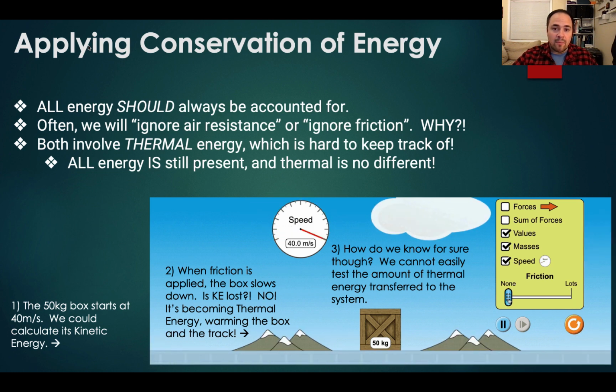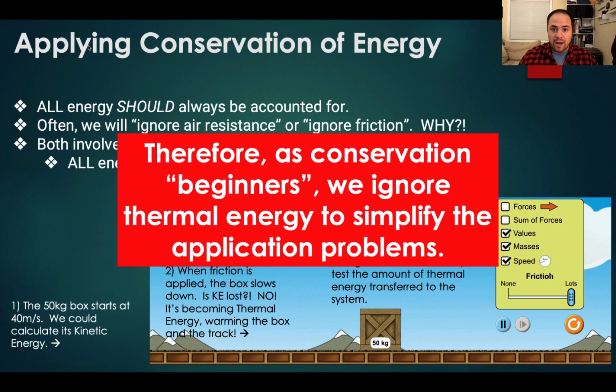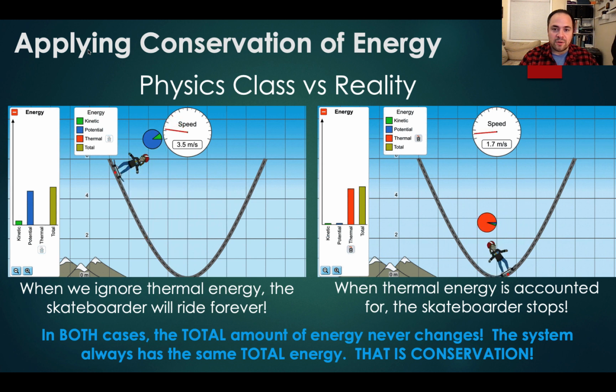And so because of these complications, since we're beginners with conservation, we choose to ignore things that result in thermal energy like friction, air resistance, drag, to simplify the problems for now. In this side-by-side example, we are showing what happens when we don't include thermal energy. Because this is a simulation, this is possible. On the left side, we see that there is no thermal energy there. We're assuming there's no friction. And since none of the potential or kinetic energy is transforming into thermal energy, the energy stays as potential and kinetic, and therefore the skateboarder will continue on forever.